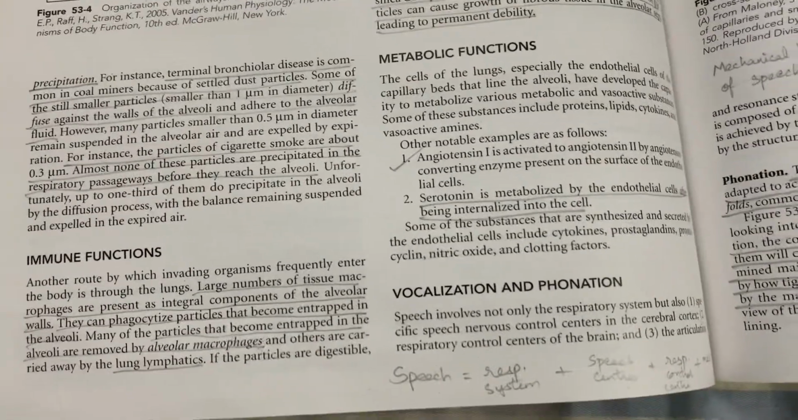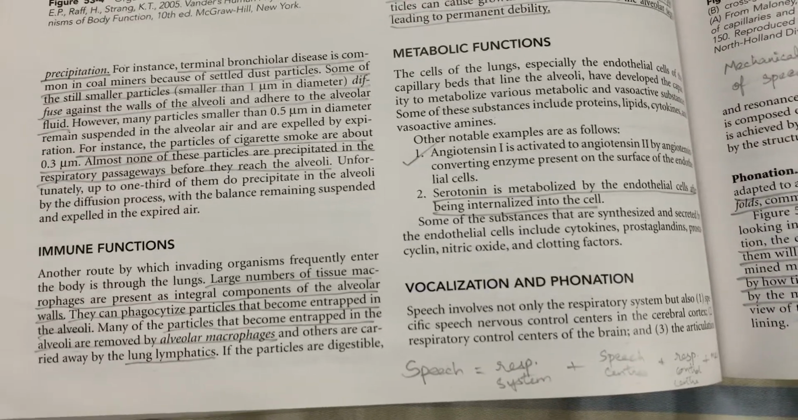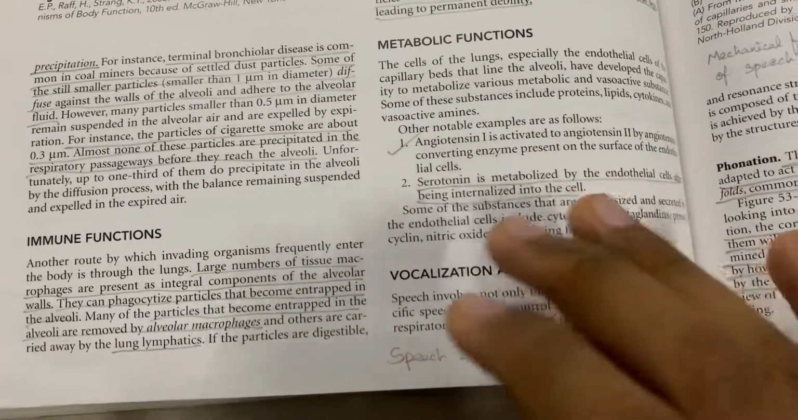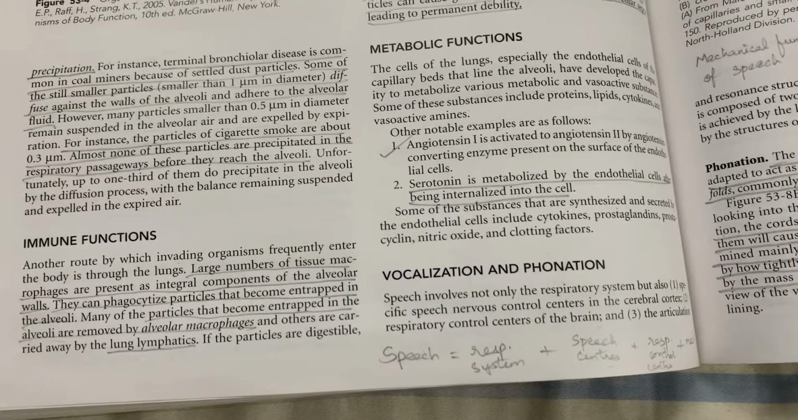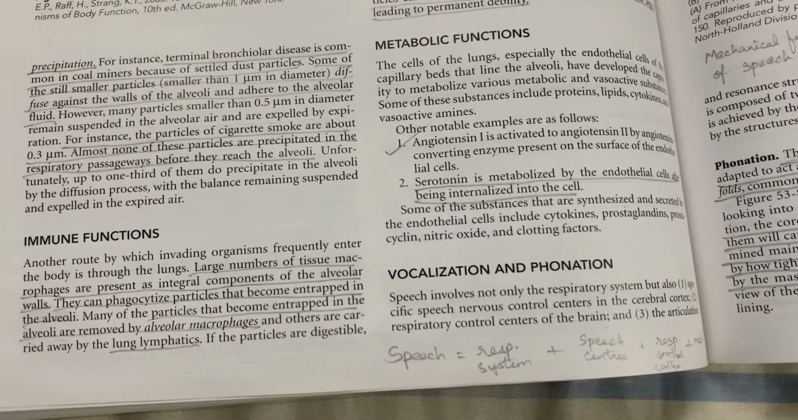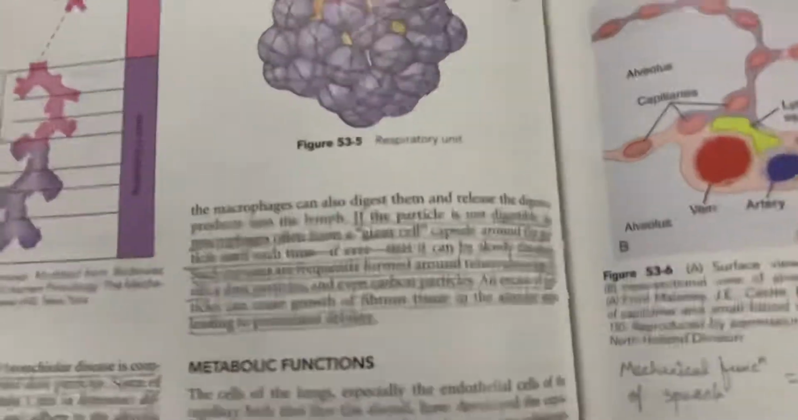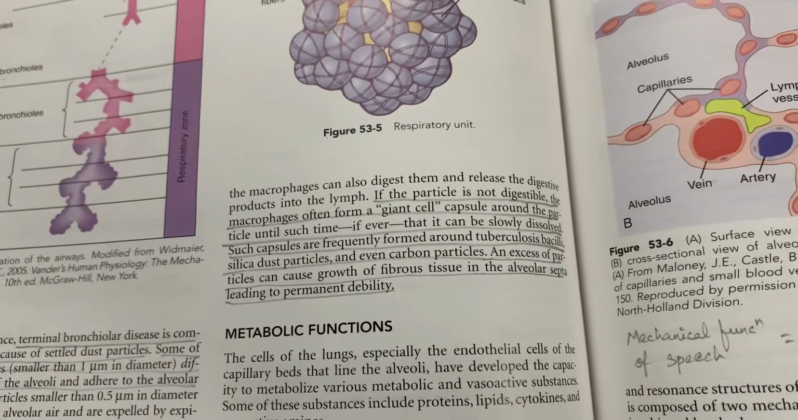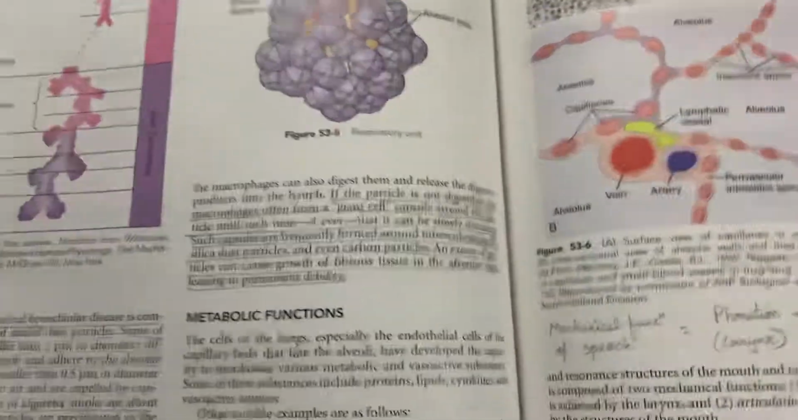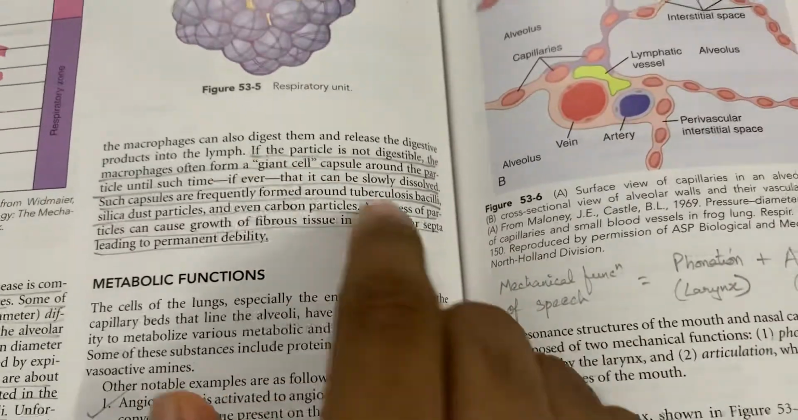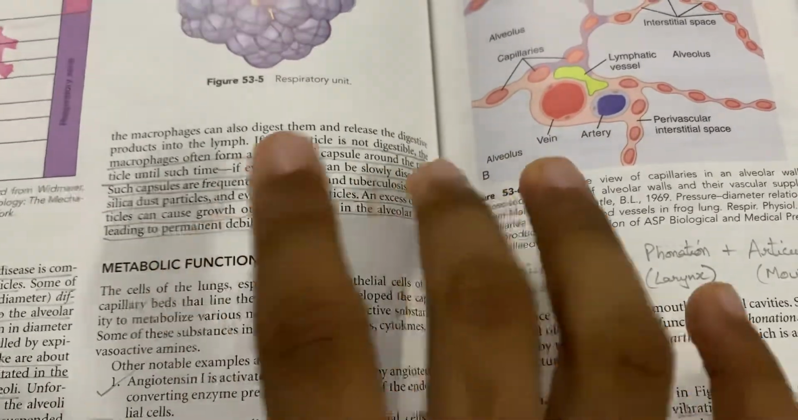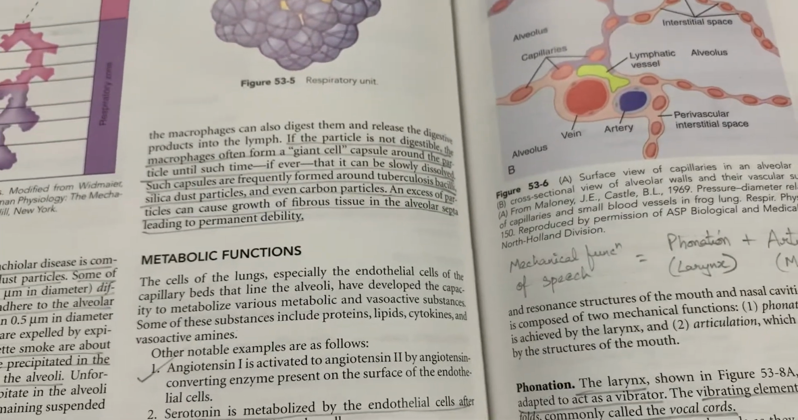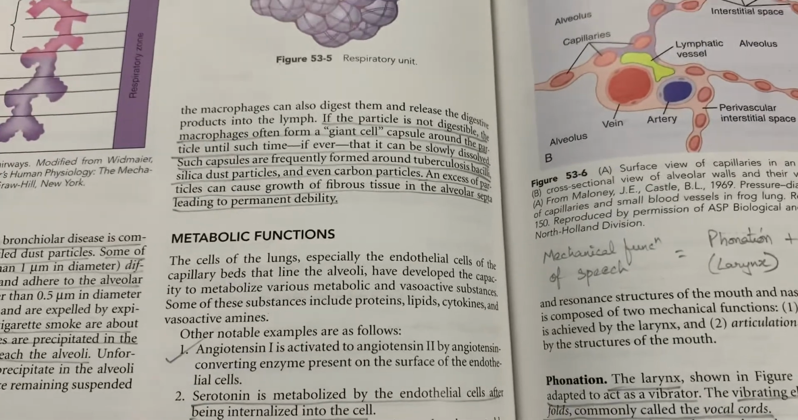And there are certain immune functions as well in the respiratory system. A large number of tissue macrophages are present as integral components of the alveolar walls. They can phagocytose particles that become entrapped in the alveoli. So they are removed by the alveolar macrophages, and others are carried by the lung lymphatics. If the particle is so large that it is not digestible, macrophages often form a giant cell capsule around the particle. When the capsule is formed, the foreign particle can be slowly dissolved. Such capsules are frequently formed around tuberculosis bacilli, silica dust particles and even carbon particles.